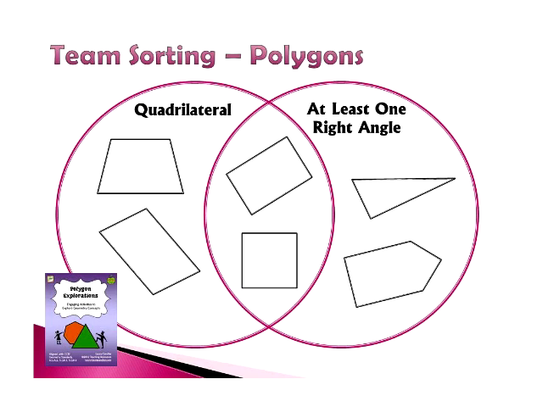And then the next person flips one over. This is a right triangle. It goes on the right angle side. It does not go in the middle because it's not a quadrilateral. You know, they have to justify the reasons for what they're doing. So it's just a team sorting. That's only one activity. There's some games and center games and things in the Polygon Explorations pack.